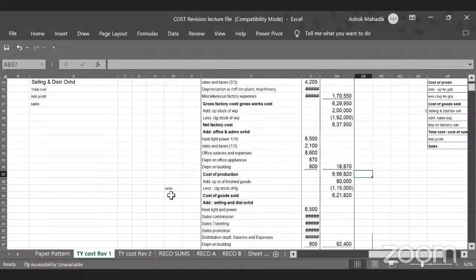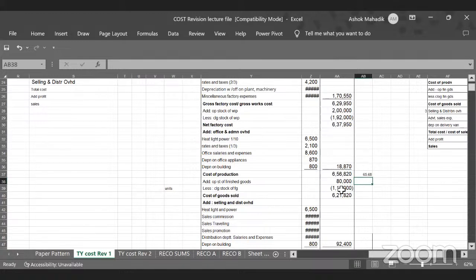So whatever units are sold, the remaining units are lying in closing stock. You multiply that with this cost of production per unit. Clear? You will get the value of closing stock. Understood? This way you can get the value of closing stock.